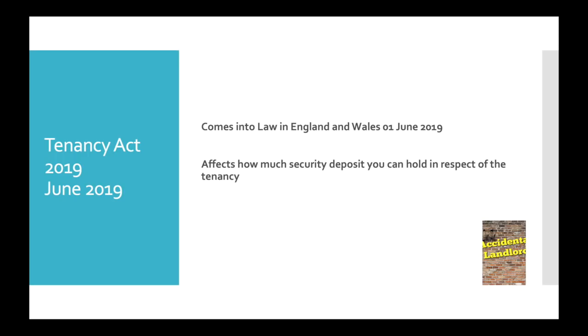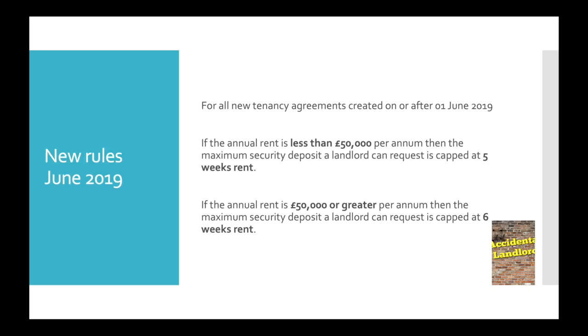The Act comes into law on the 1st of June 2019, so after this date, new rules will apply to how much security deposit you're able to hold. The way the rules are set out is that for all tenancy agreements created on or after the 1st of June 2019, you're only allowed to hold a specific amount of security deposit. It has been specified in the Act that if the annual rent is less than $50,000 per annum, this is capped at 5 weeks' rent, and if it's greater than $50,000 per annum, then it's capped at 6 weeks' rent.